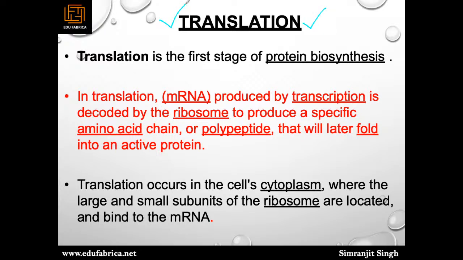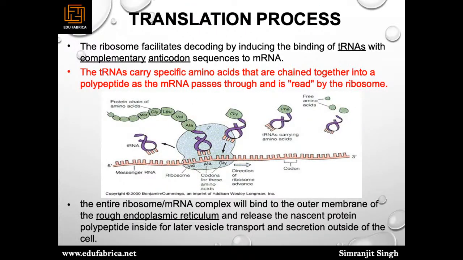Now comes translation, which is the first stage of protein biosynthesis. In this, your mRNA is bound to the ribosomes and they start to produce a long chain of amino acids. Then they get folded together in order to form the active proteins. And this happens in the cytoplasm where your large and small subunits of ribosomes are located and they bind to the mRNA. So here we can see our messenger RNA, 5 prime to 3 prime end first.